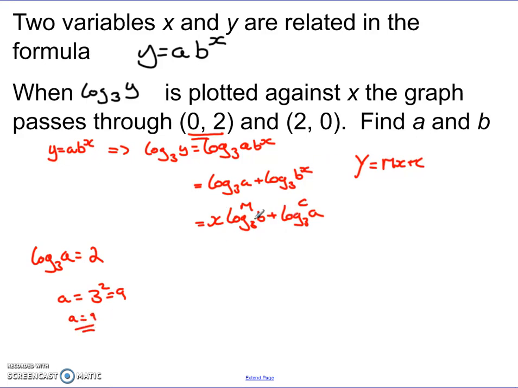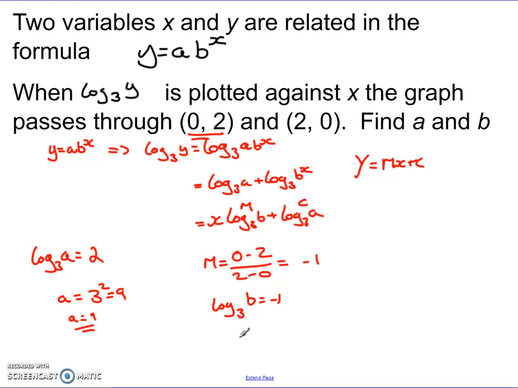And I could do the same sort of thing for b. Now I know log to the base 3 of b is equal to the gradient, and I can calculate the gradient using these 2 points here. So using y2 minus y1 over x2 minus x1 gives me 0 take away 2 over 2 take away 0, which in this case gives me negative 2 over 2, so it's negative 1. So what I can then say is that log to the base 3 of b equals negative 1.